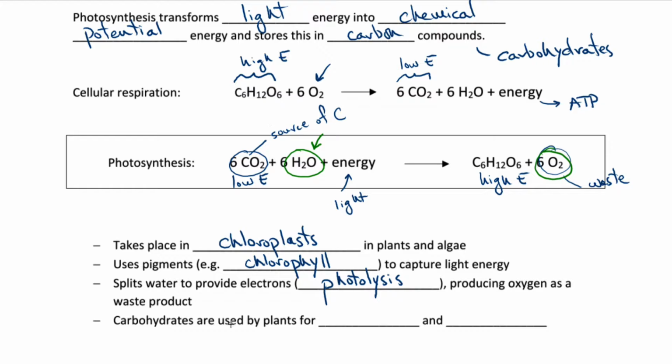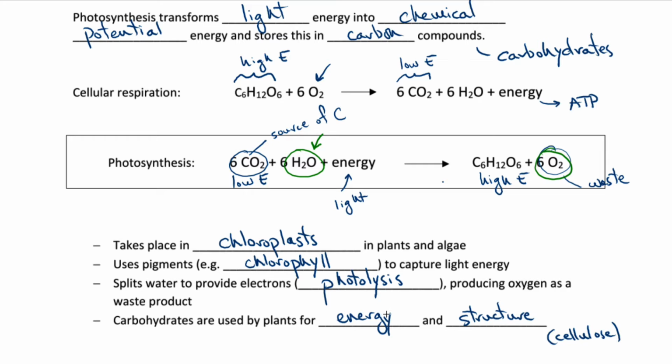Now, plants can use the carbohydrates that they synthesize in photosynthesis for energy, and they can do that by, again, taking those carbohydrates through the process of cellular respiration, or they can also use them for structure. Think here of cellulose, which is the major component of plant cell walls. It's made of multiple glucoses attached together. So carbohydrates made in photosynthesis can be used by plants for both energy and structure.